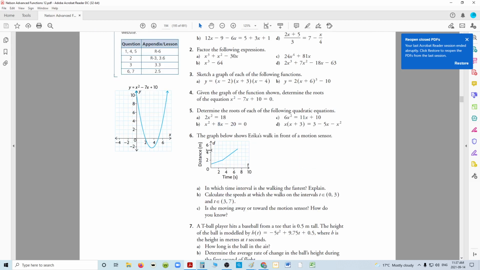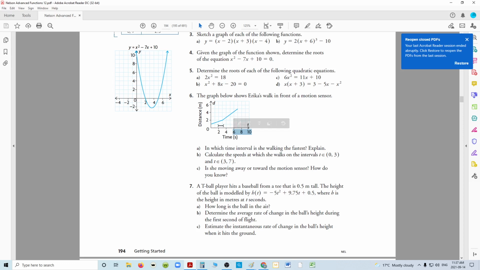Then they want you to remember how to interpret a graph. So he's walking a bit faster in the second part because the slope is steeper. You can calculate the speeds by calculating the slope between those 2 points. Is she moving away from the motion sensor or towards? She's moving away because the distance is getting greater.